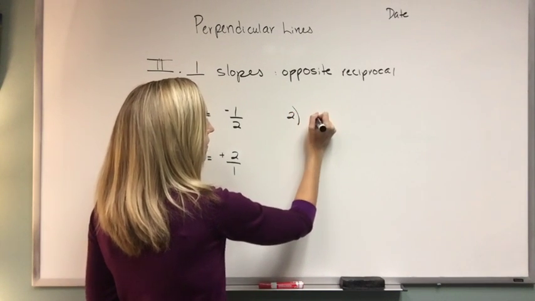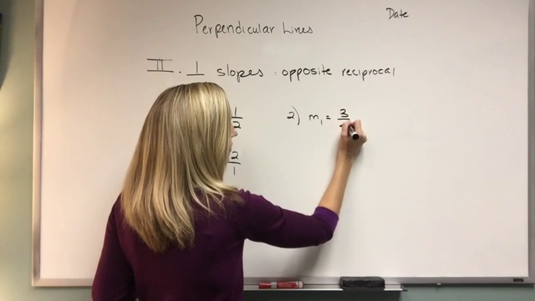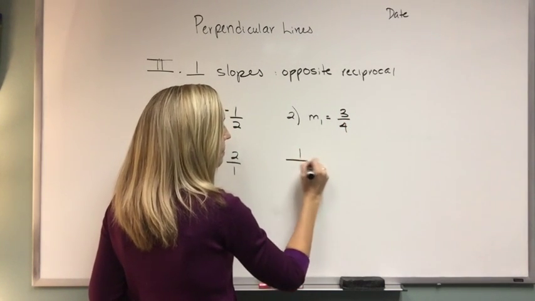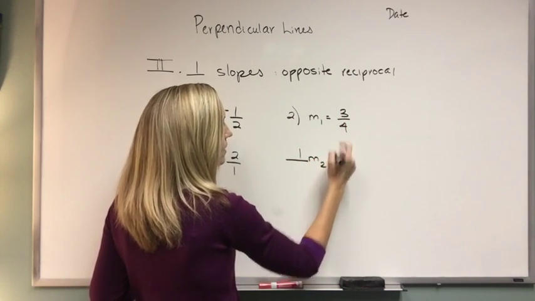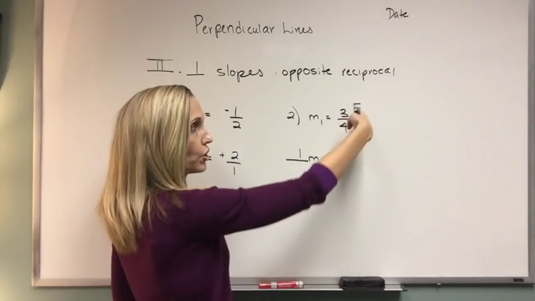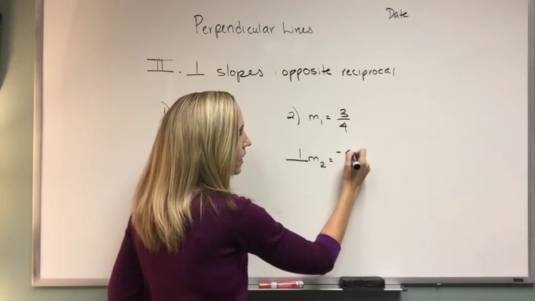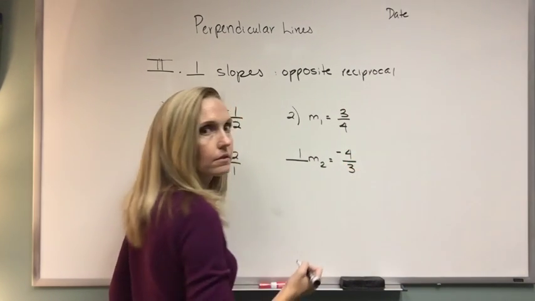For number 2, what if my first slope is 3/4? Well, then my perpendicular slope, since this is positive, has to be negative. And then we're just going to flip them. So instead of 3 over 4, it's going to be 4 over 3.